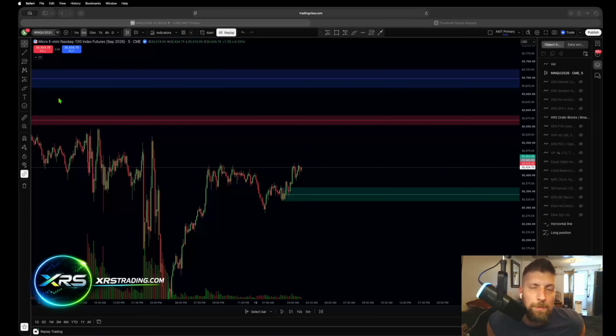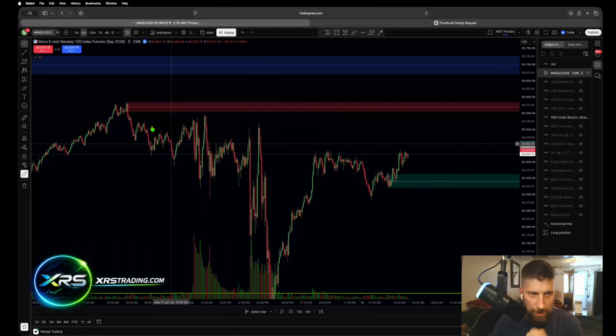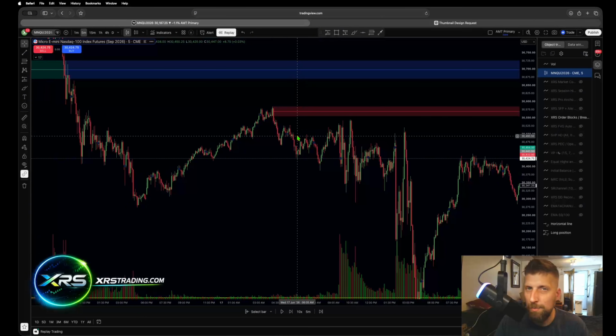Alright guys, we're going to do a video on order blocks or supply and demand zones, which for all intents and purposes are the same thing. So before we dive into this, I just want to first highlight what an order block is, right? And then why an order block works.